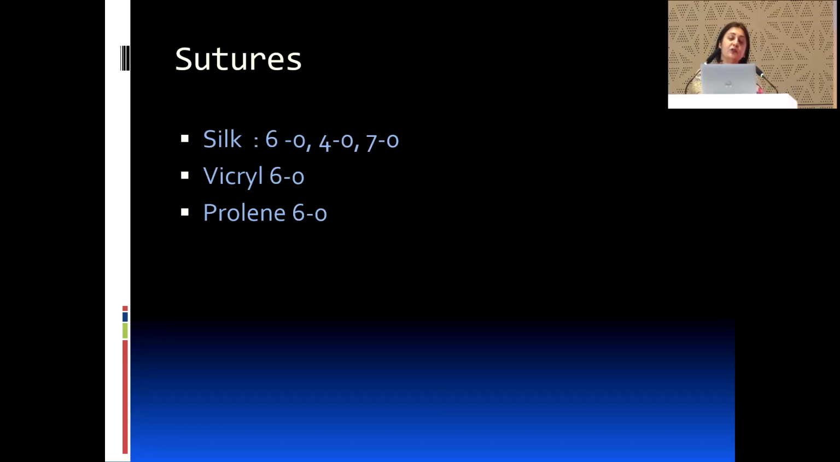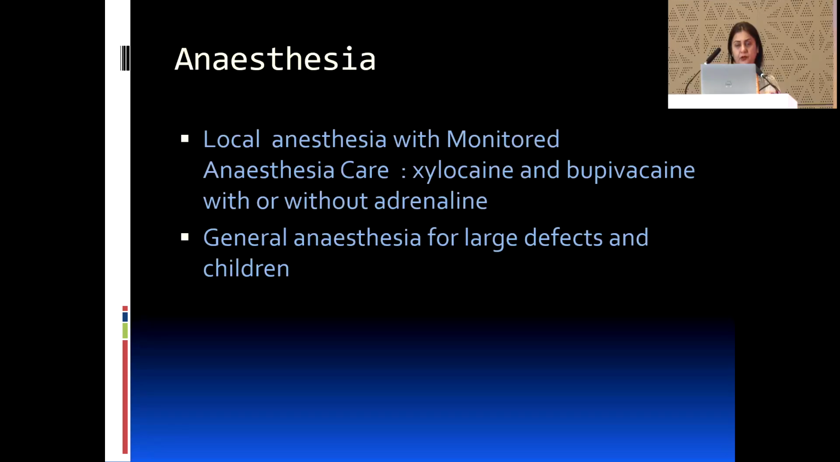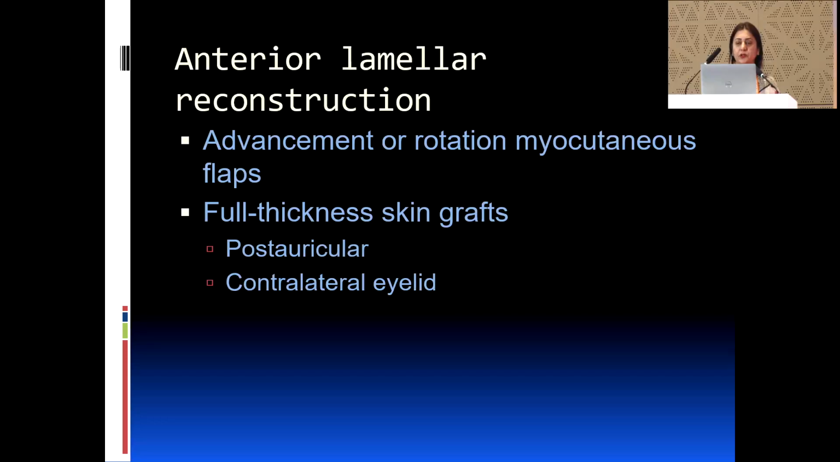Sutures basically 6-0 silk, 4-0 silk, 7-0 silk, Vicryl, 6-0 Vicryl, Prolene. These are the main sutures which are required. Usually we do eyelid reconstruction which are small, like small rotation flaps, direct closure under local anesthesia if the patient is cooperative. For children or for uncooperative patients or for very large defects, you need general anesthesia.